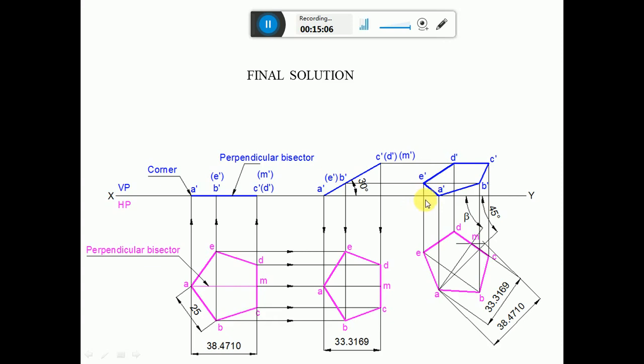So in the final position also you can see that the corner is resting on HP, and also the perpendicular bisector is inclined 30 degrees to HP and it is inclined at 45 degrees to VP. So you are getting the beta inclination line. So this is how we will be able to analyze this final solution.